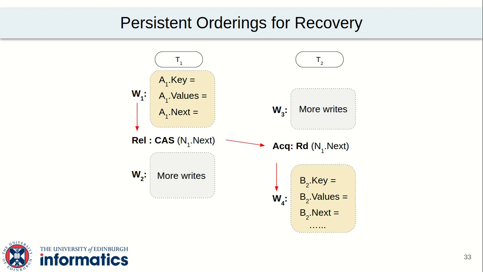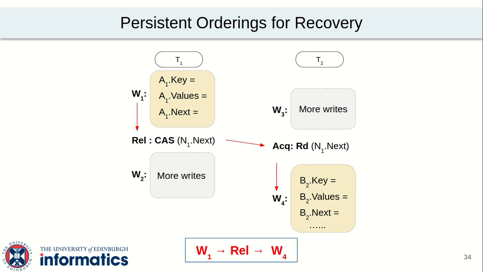Whereas, in this example, the acquire was a simple read instruction. If it were another compare and swap instruction, we would also need the release to acquire persist ordering. Thus, in the general case, we need the following persist ordering for crash consistency. W1, the writes before the release, then the release, followed by the writes that follow the acquire. The writes must persist in this order.